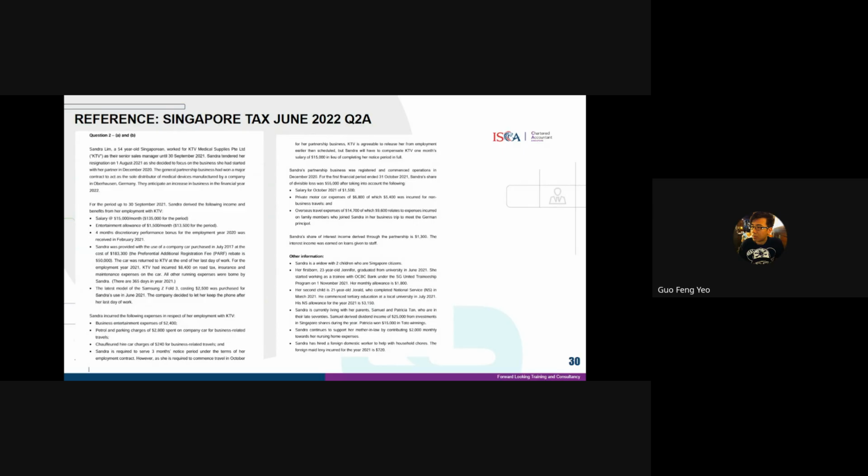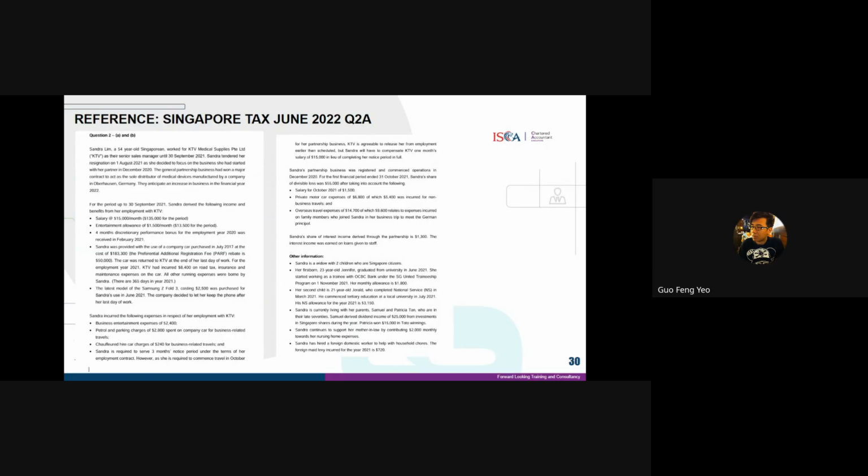The latest model of Samsung Z Fold 3, costing $2,500, was purchased for Sandra's use in June 2021. The company decided to let her keep the phone after her last day of work. Sandra incurred the following expenses in respect of her employment with KTV. Business entertainment expenses of $2,400, petrol and parking charges of $2,800 spent on company car for business-related travels, chauffeur hire car charges of $240 for business-related travels.